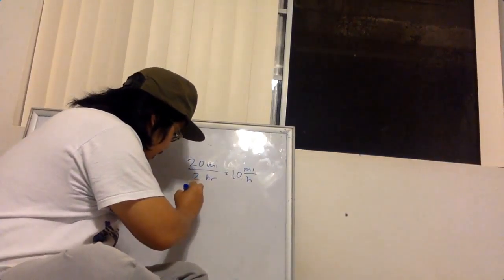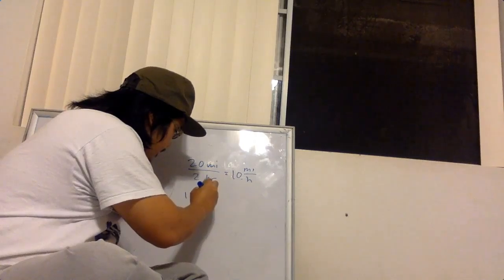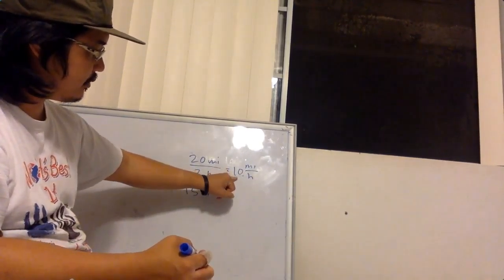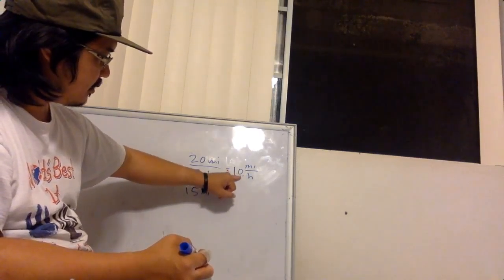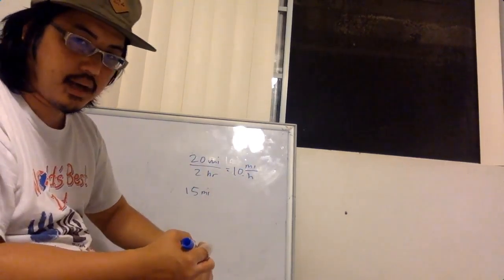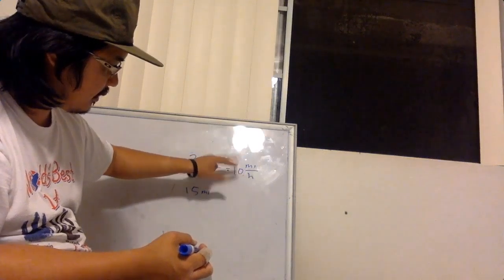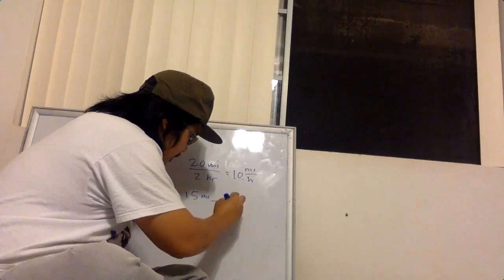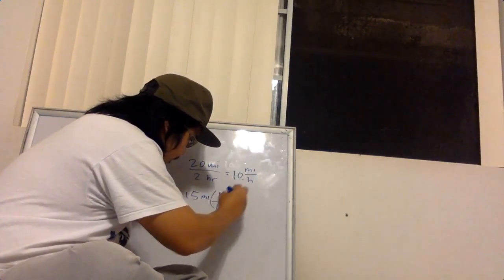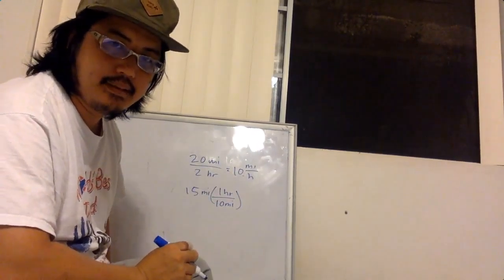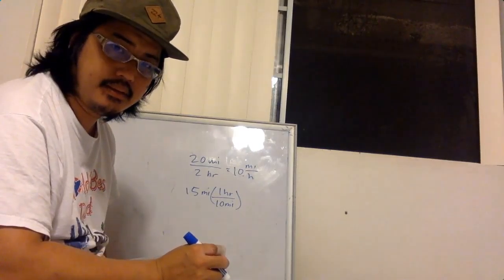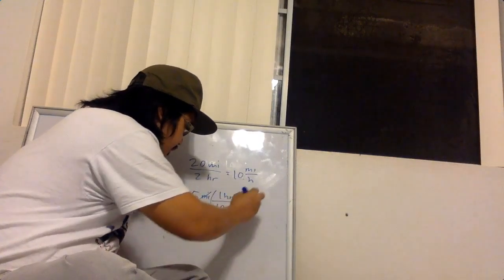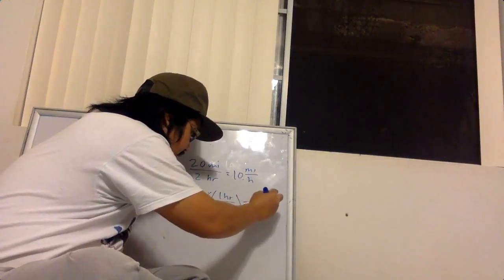So we'll go like this. 15 miles. I want to do my ratio. I would choose the miles to be in the denominator. So I'm going to take the inverse of this. So it's 10 miles, 1 hour. You got it? All right. This miles cancels out with that miles, and I'm left with 1.5 hours.